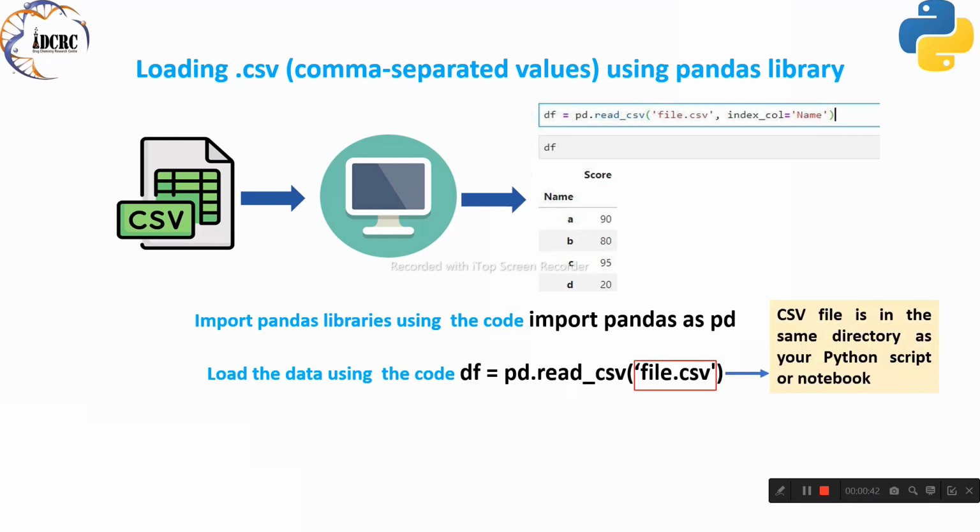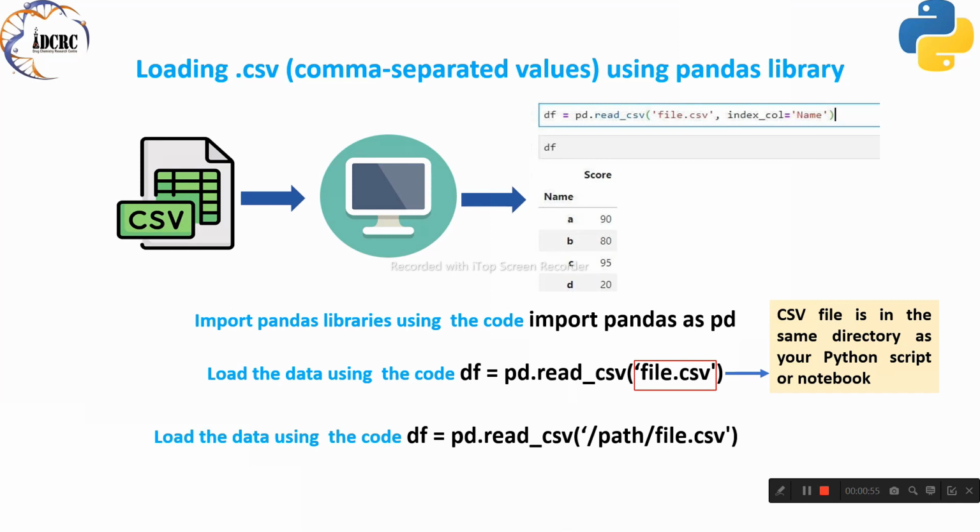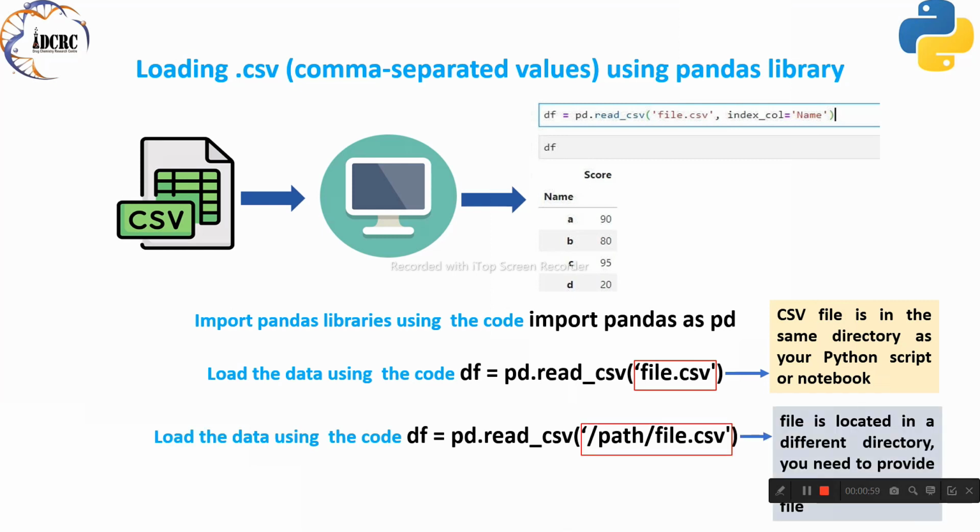If the CSV file is in the same directory as your Python script or notebook, you can simply provide the file name. Example, file.csv. If the CSV file is located in a different directory, you need to provide the full path to the file. Example, /path/file.csv.